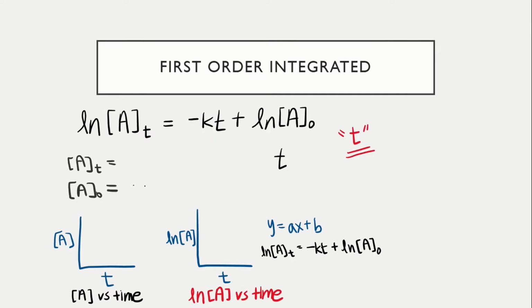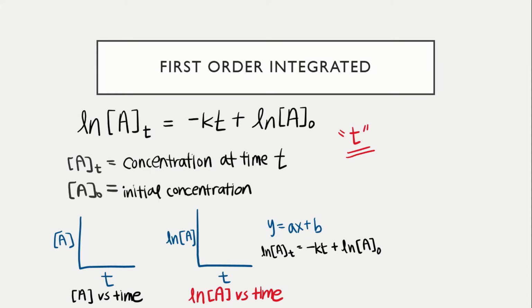In first order integrated rate law, this is how it looks like, and [A]t represents the concentration at time t, and [A]0 represents the initial concentration. So natural log [A]t equals negative kt plus natural log initial concentration. As I just said, time is a very important factor because this integrated rate law is all about how the concentration changes over time.